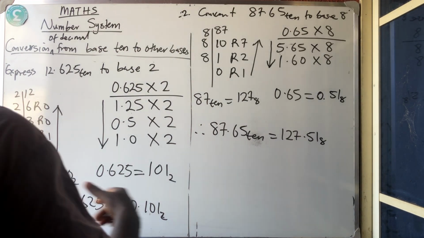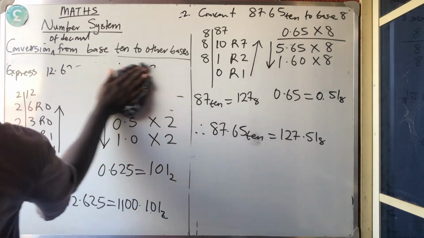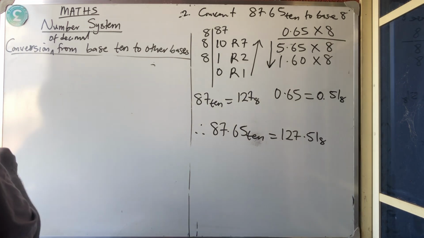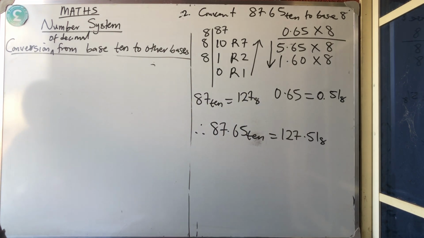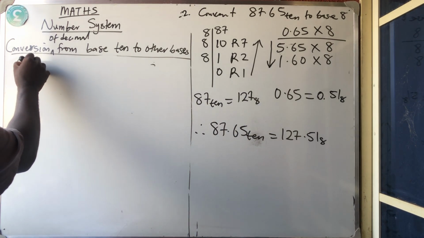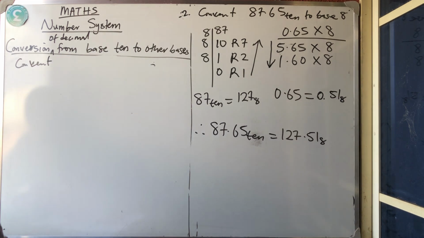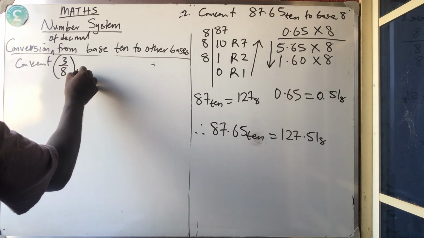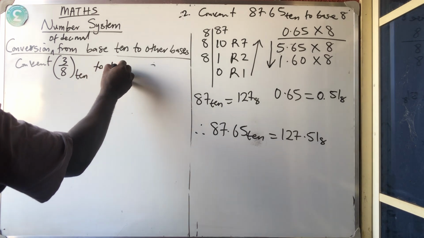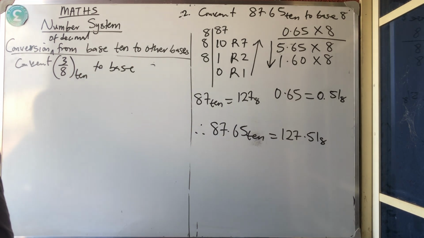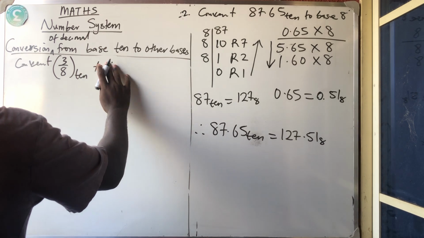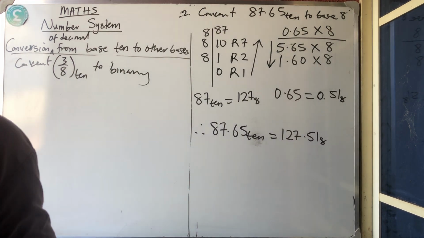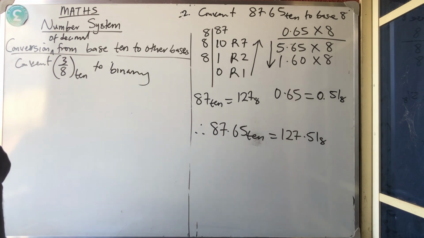As simple as that. So let's take the next question. The next question there said that we should convert 3/8 base 10 to binary. Now the first thing we need to do, we don't use fraction, we must convert it to point.